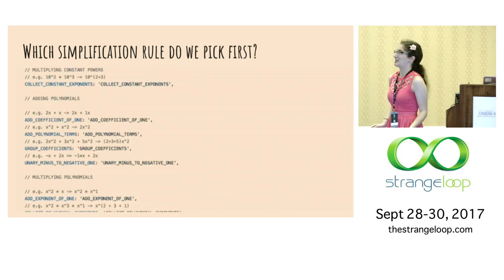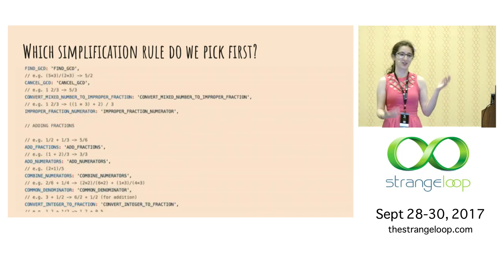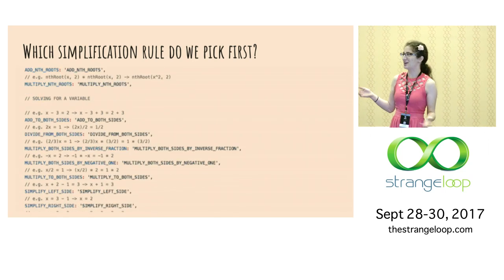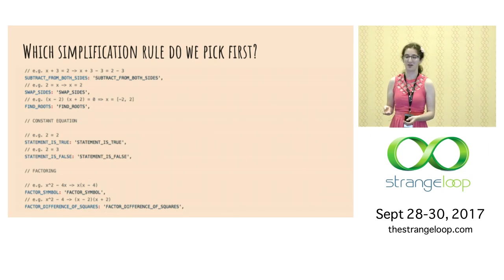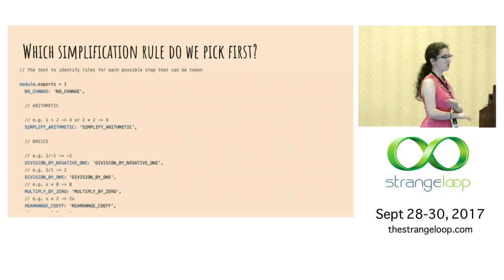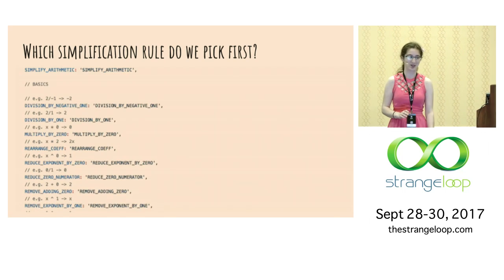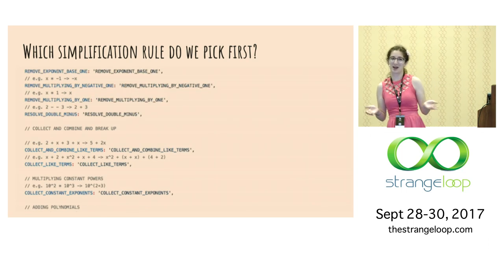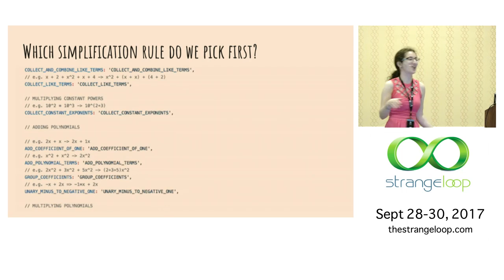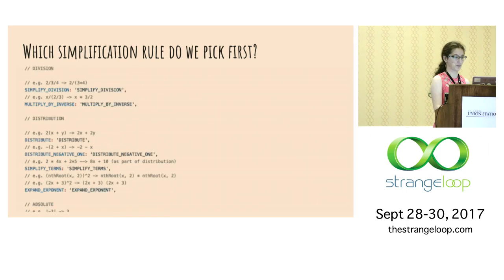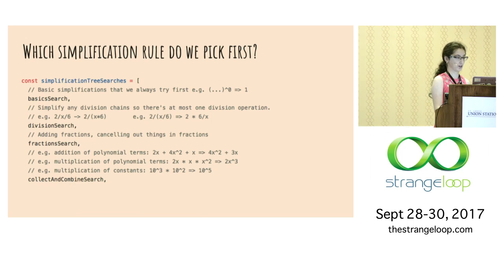Another question I get a lot is, how do you choose which simplification happens first? This is a screen video of our code, and these are all the different rules that you can possibly match. There's a whole bunch of them, and it's only a very small subset of existing math. And how do we pick which one happens first? Often it's arbitrary, but there are reasons why sometimes we do certain rules first.